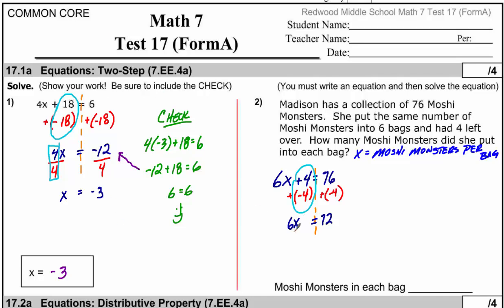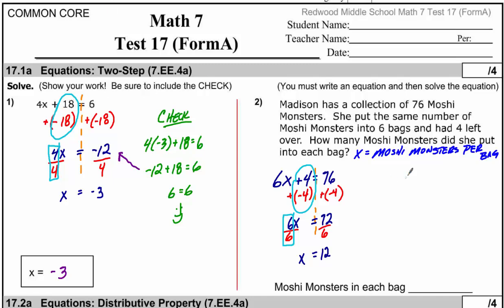Then we want to see, okay, how much do we have in one bag? We know that in 6 bags now there are 72 monsters. But our question is monsters per bag. So how many do we have in each bag? So we make our giant 1 here by dividing by the coefficient. 6x divided by 6 leaves us with x. 72 divided by 6 leaves us with 12.